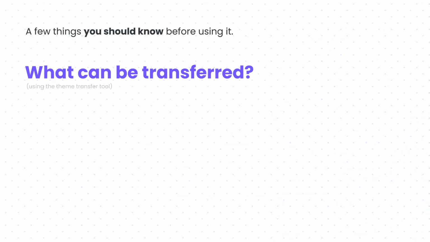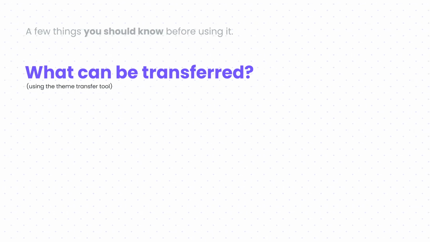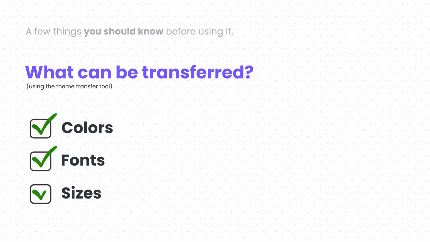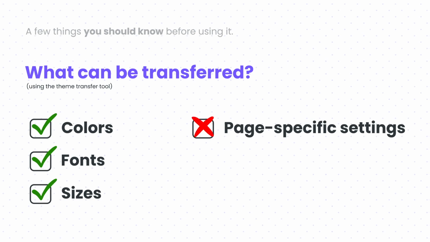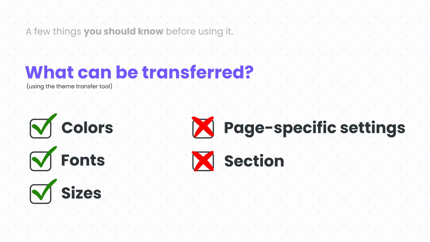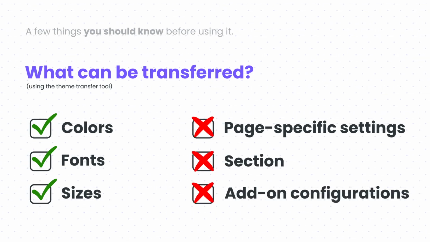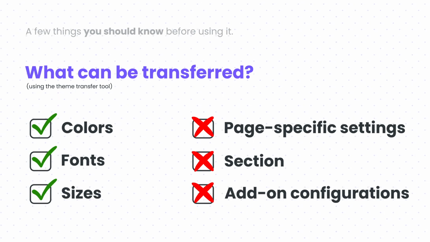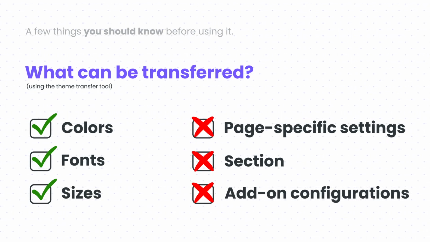What can be transferred? The theme transfer tool can only transfer global settings such as colors, fonts, and sizes. This means that any page-specific settings, such as section and add-on configurations, cannot be transferred between different versions of the theme. But don't worry, there's still a way to transfer these settings manually.